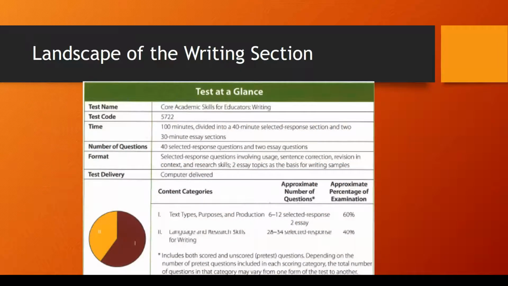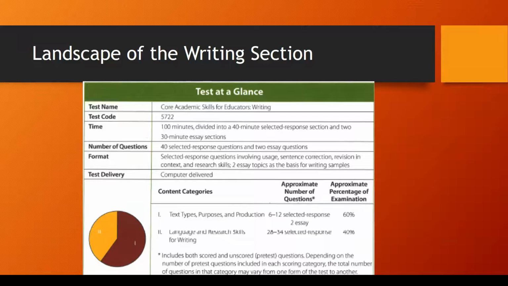The selected response sections are broken up into 4 content categories: usage, sentence correction, revision in context, and questions regarding basic research skills. Usage focuses on recognizing errors in mechanics, structural and grammar relationships, including subject-verb agreement, pronoun and antecedent agreement, and proper use of modifiers.